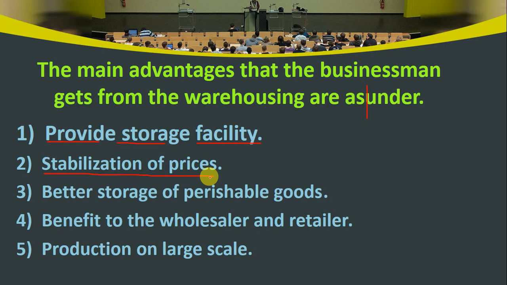So the next one we have is better storage of perishable goods. It says special storage for goods that get spoiled. Perishable goods are those that quickly get spoiled.